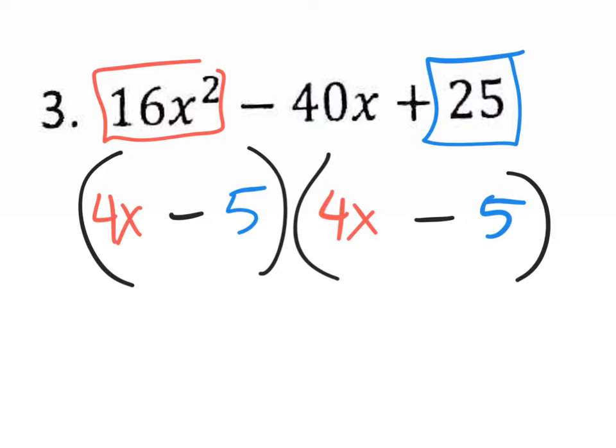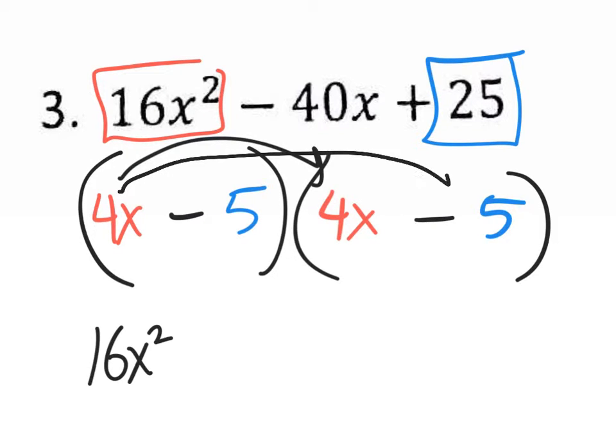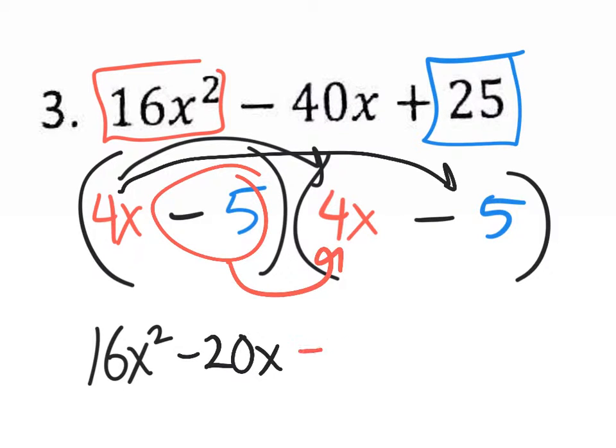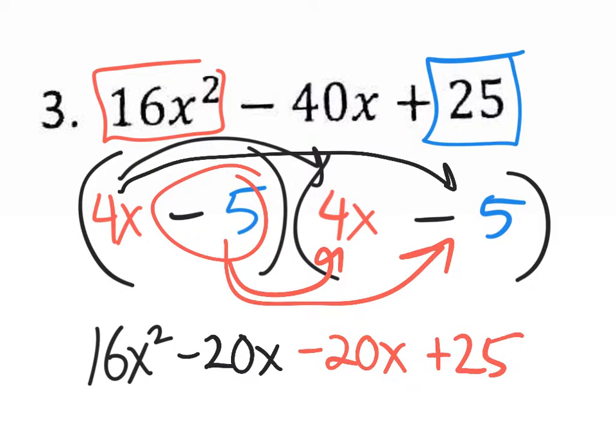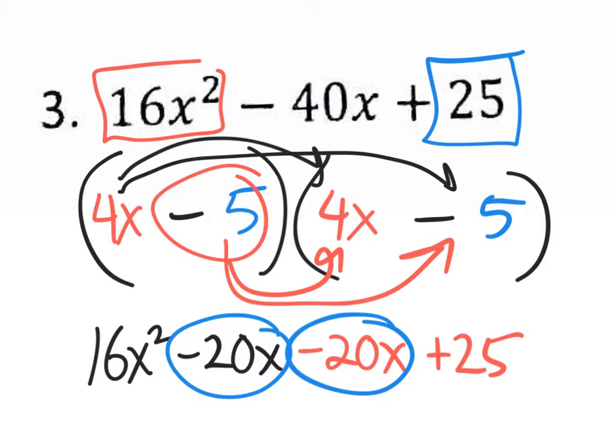So let's distribute. 4x times 4x is 16x squared. So far, so good. 4x times negative 5, that's negative 20x. Then distribute negative 5 times 4x, that's another negative 20x. Negative 5 times negative 5, that's positive 25. And what about those middle terms? What does it give you? It does give you negative 40, so you know you did it right.